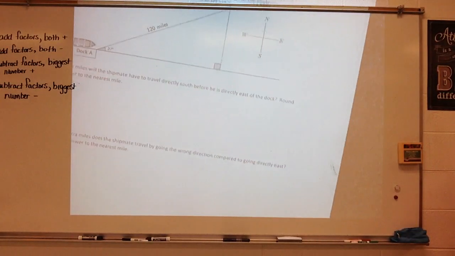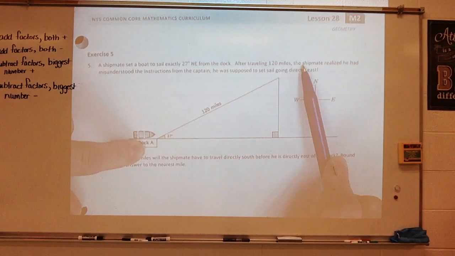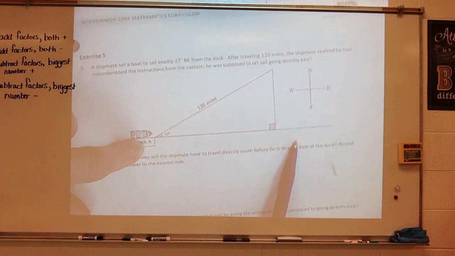Exercise number 5. A shipmate set a boat to sail exactly 27 degrees northeast from the dock. After traveling 120 miles, the shipmate realized that he had misunderstood the instruction from the captain. He was supposed to set sail going directly east. How many miles will the shipmate have to travel directly south before he is directly east of the dock? So he went this way, but he was supposed to be going this way.